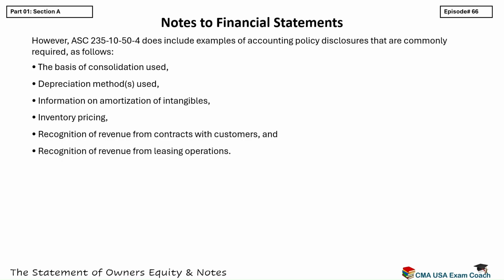This tells users when and how the company records revenue, based on the rules for performance obligations in contracts. For instance, revenue might be recognized when a product is delivered, a service is performed, or over time as work progresses. Finally, companies may disclose recognition of revenue from leasing operations. This explains how the company accounts for leases, whether as operating leases or finance leases, and how lease income or expense is recognized in the financial statements.